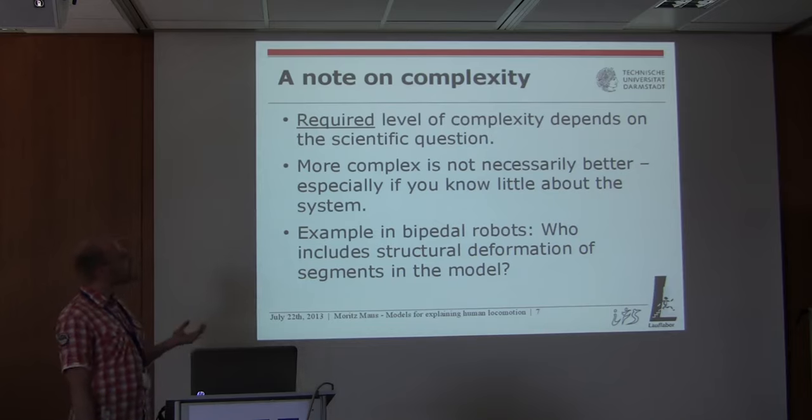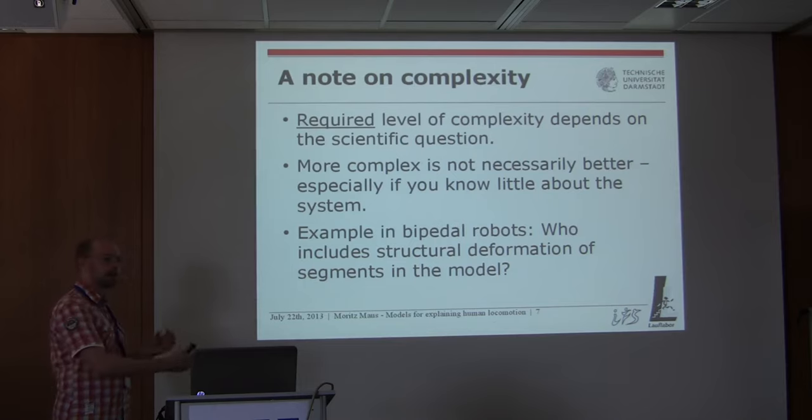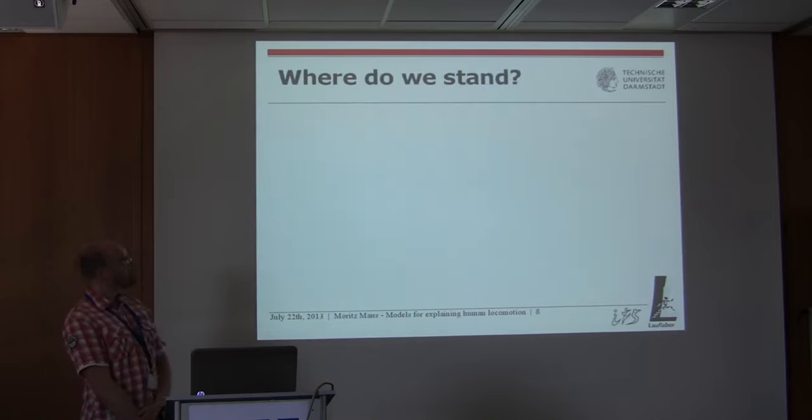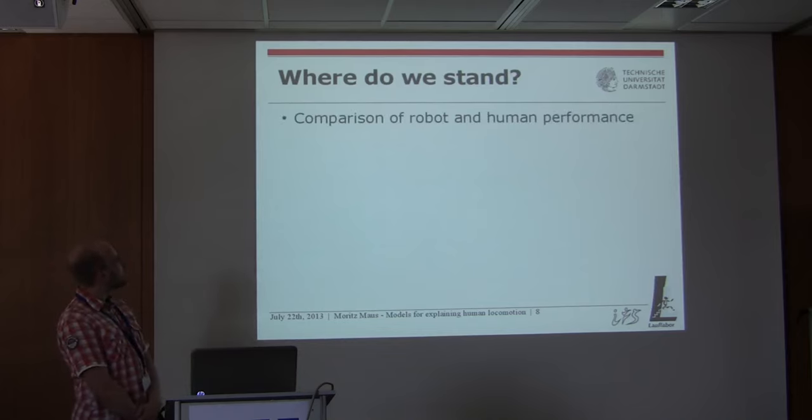And here we will go to the extreme and reduce it so far that we cannot reduce it any further. If we would take one piece away, our models would not be able to walk and run. Okay, so let's start where we stand. What do we know about humans? Let's start with a comparison of robot and human performance.